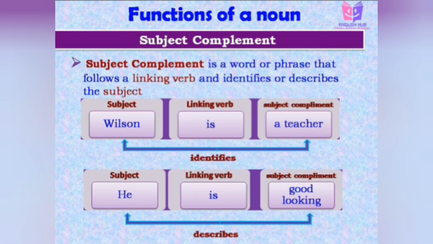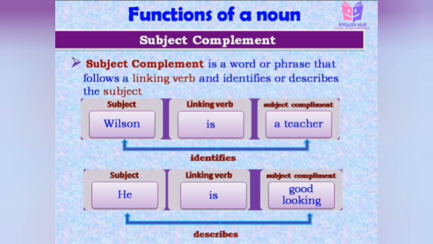A subject complement is a word or a phrase in a sentence that follows a linking verb and identifies or describes the subject. A subject complement is either an adjective, a noun, or a pronoun. Look at the examples here. Wilson is a teacher. This sentence has two nouns, Wilson and teacher. Wilson is a noun that serves as a subject, while teacher is also a noun that acts as a subject complement. That is, it identifies the subject Wilson as a teacher.